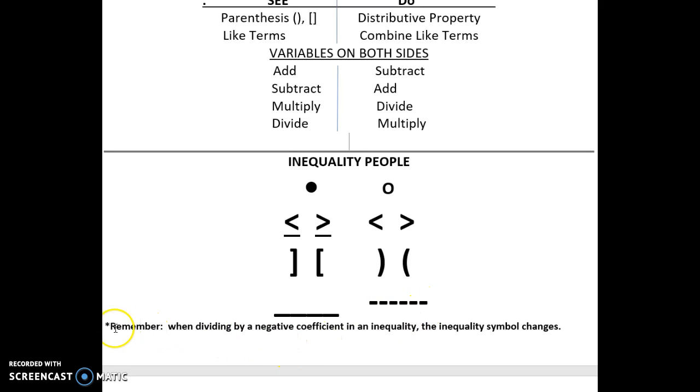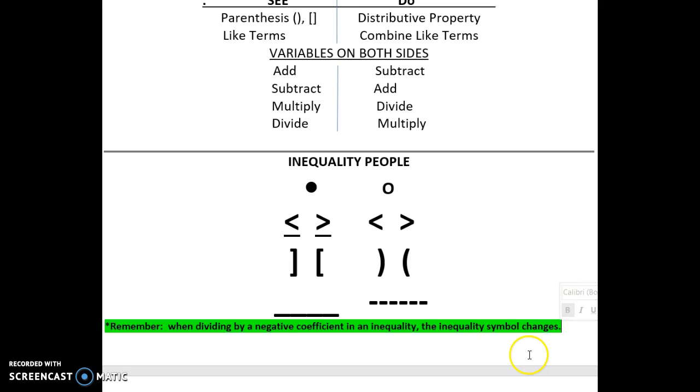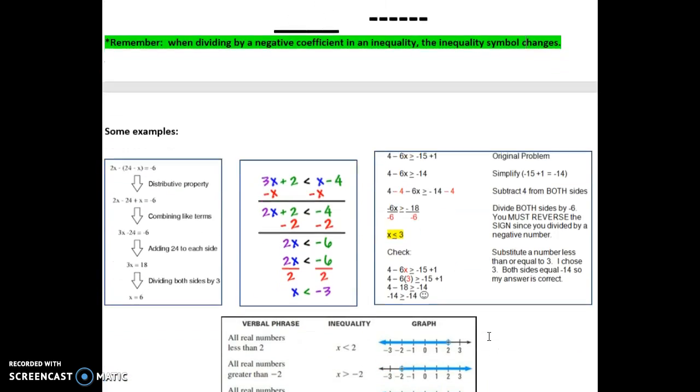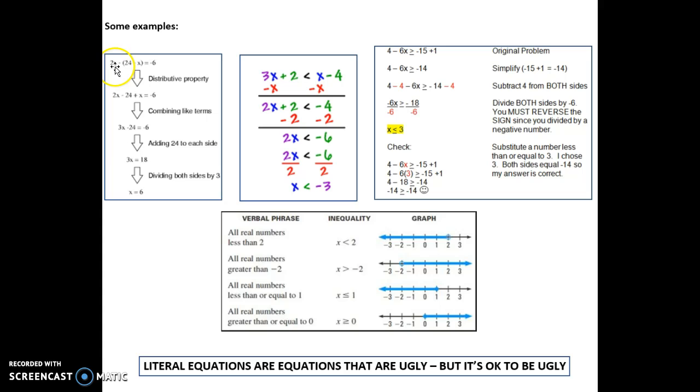Remember, when you're doing an inequality problem, dividing by a negative tells you to flip the inequality. So when we go to the next page, you're just going to copy some examples down that show these steps. So here's some examples. In the first problem, we start out with an equation. We need to do distributive property, which is really distributing of a -1 through that parenthesis. Then we see some like terms. Then we see some subtraction, so we add, and we see multiply, so we divide. So you can go through and copy these examples.